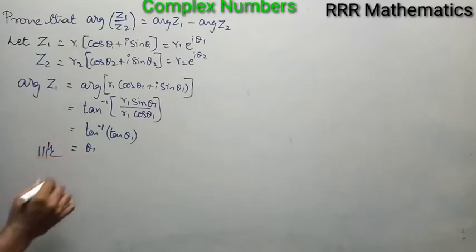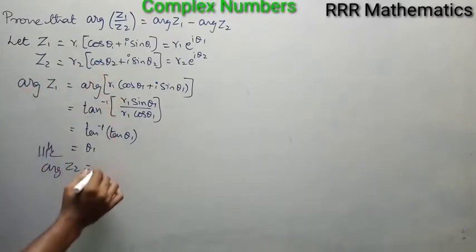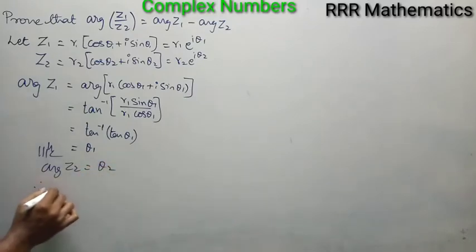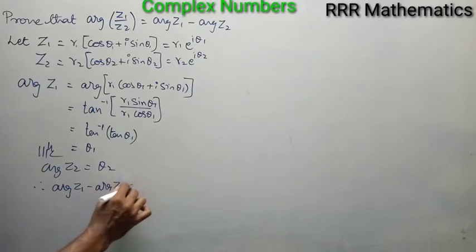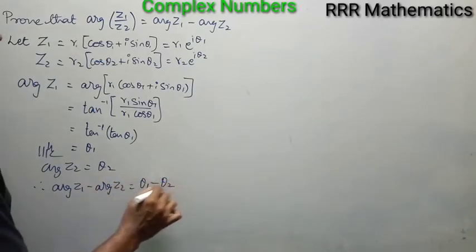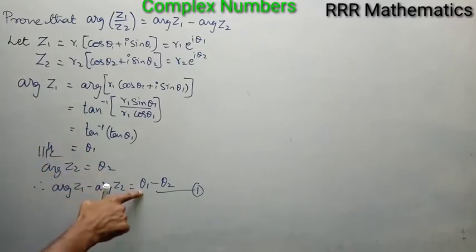Similarly, I can write the argument of Z2 will be theta 2. So therefore, argument of Z1 minus argument of Z2 gives theta 1 minus theta 2. I will call this 1. Argument of Z1 is theta 1, minus argument of Z2 which is theta 2.